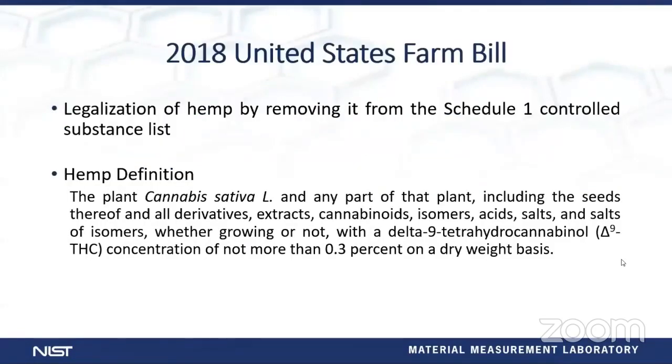The work here at NIST started because of the passage of the 2018 U.S. Farm Bill that legalized hemp by removing it from the Schedule I controlled substance list. At the same time, it provided a definition that hemp was cannabis plant material that had a delta-9 THC concentration of not more than 0.3% on a dry weight basis. Any cannabis plant higher than 0.3%, which is generally called marijuana, was still deemed to be on the Schedule I controlled substance list. This really opened up a quantitative need in the forensic space for being able to distinguish between hemp and marijuana in our laboratories.